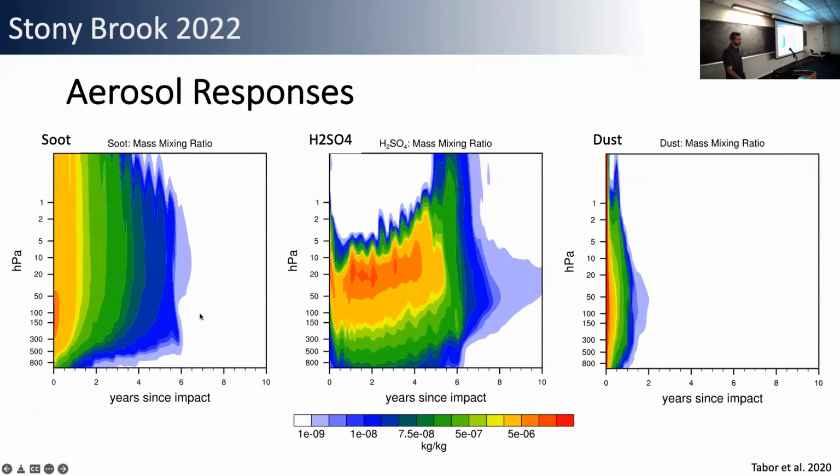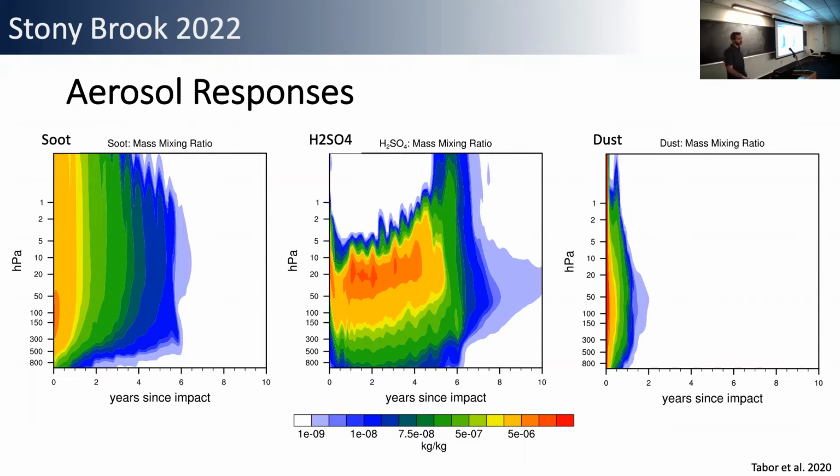All right. So moving on to some results. This is just showing the time since impact on the x-axis here. So time zero going 10 years into the future. And then on the y-axis, I have height of the atmosphere in hectopascals. And plotted here is the global average mass mixing ratio of these three different emissions.